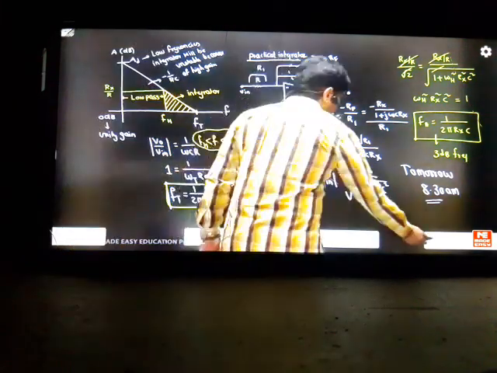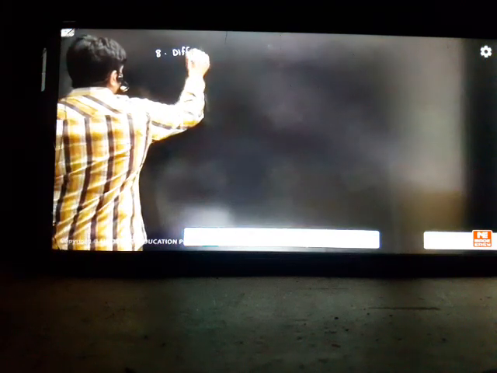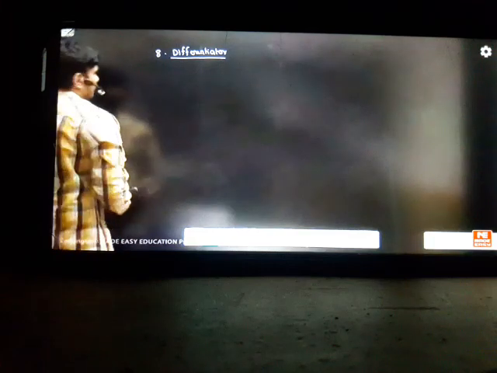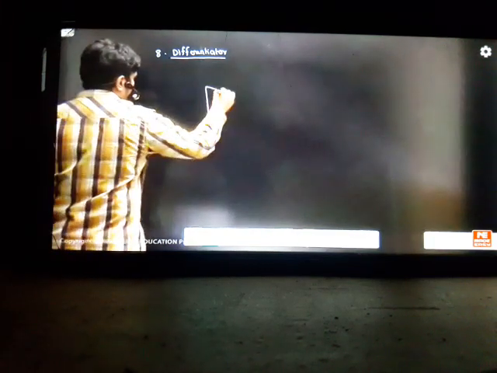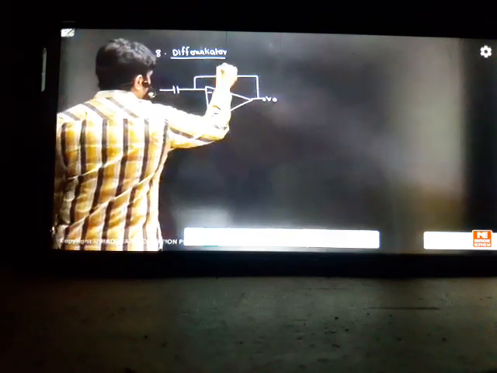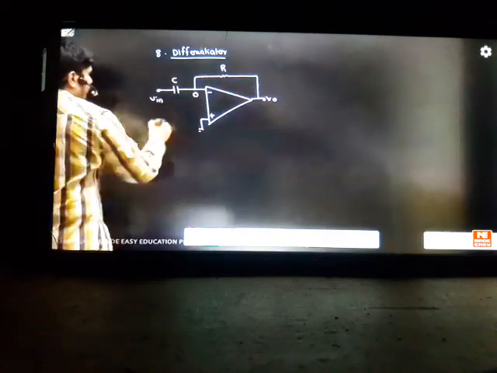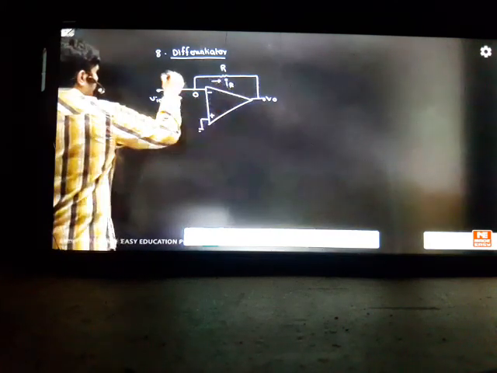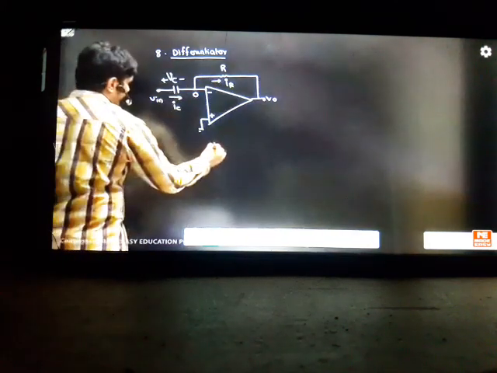So the last topic is 8.1, the differentiator. It is not that important to study, but a basic idea should be there of how to design a differentiator. This is minus, plus. First you keep the capacitor, and next you keep the resistor. Do it oppositely from the integrator concept and you will get the differentiator. This is 0 here, virtual ground. This current we take as IC, this current as IR. This is VC. So from the board you can write the IC relation.